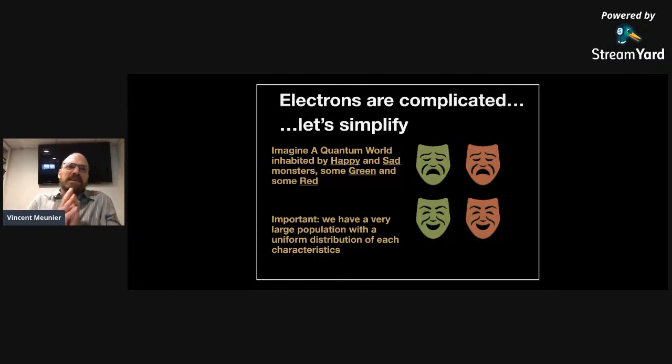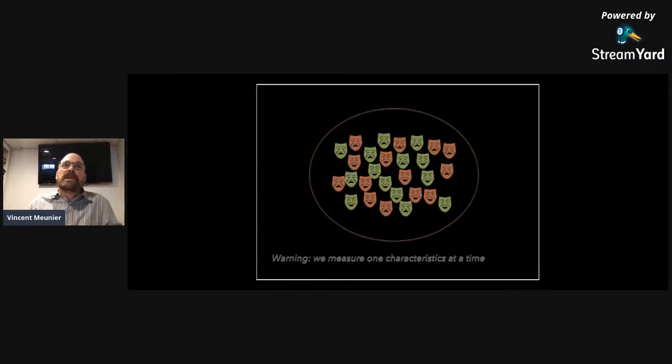And then we decide to create a large population of monsters. A very large population, with basically the probability of finding any of the properties being constant. It's the same, it's uniform. So we have this big bag here. Of course, it's a bag from a theorist. You see, you have all those monsters, and you can count them. There are as many green as red. There are as many happy as sad.